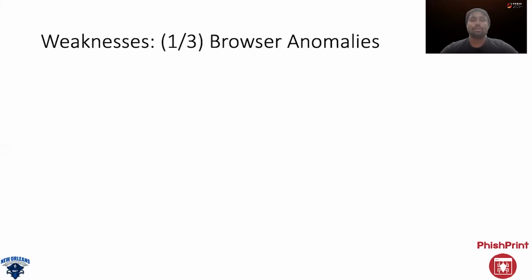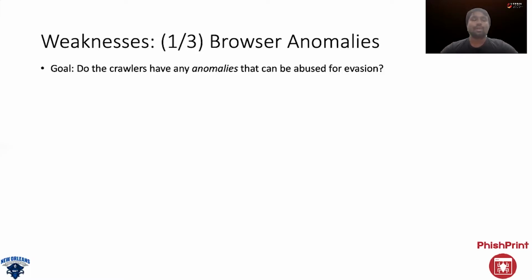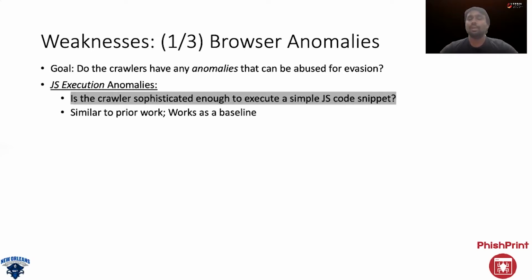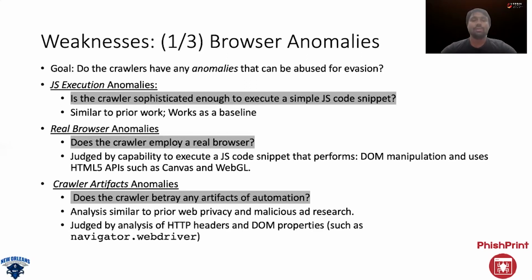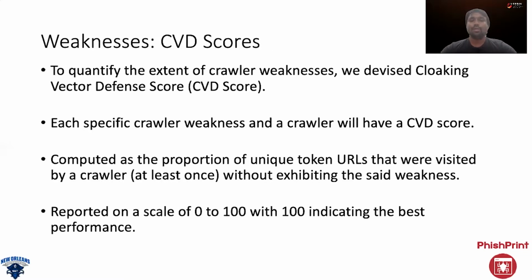One of them is browser anomalies. As the name itself suggests, the goal is to find whether the crawlers have any anomalies that can be abused for evasion, such as JS execution, the ability to execute simple JavaScript. Do the crawlers employ a real browser, based on the execution of HTML5 APIs, Canvas, and WebGL? Similarly, do the crawlers betray any artifact of automation, based on the analysis of HTTP headers and DOM properties?